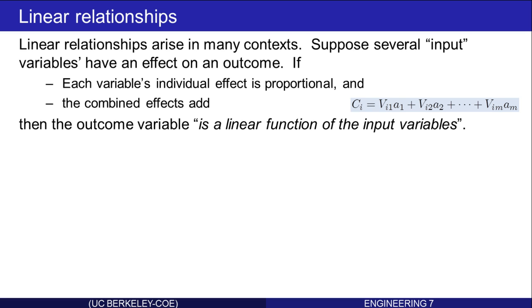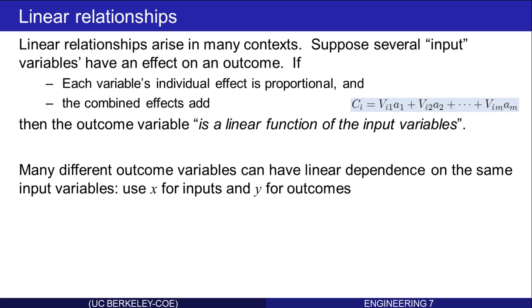The amount of nutrient consumed was a summed effect of proportional effects of the food amounts. Food amount A2 is scaled by a proportionality constant VI2 to yield the amount of nutrient due to the consumption of food 2. The overall effects add.